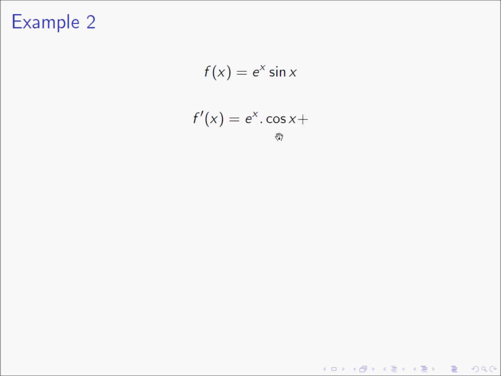Here e to the x is u of x, and cosine of x is the derivative of sine of x, that is v prime of x, plus e to the x times sine of x. Here this e to the x is u prime of x, that is the derivative of e to the x, times sine of x, that is v of x. We can factor the e to the x here, and we get the final answer.